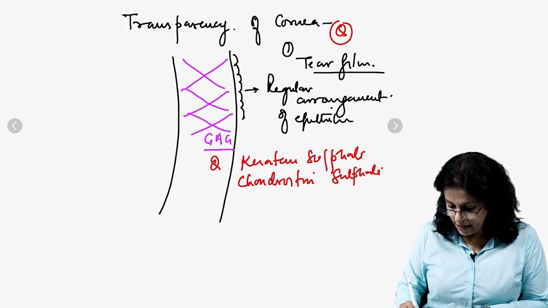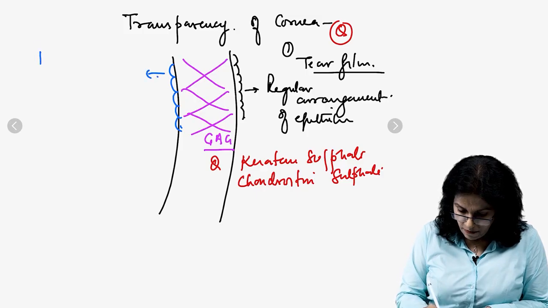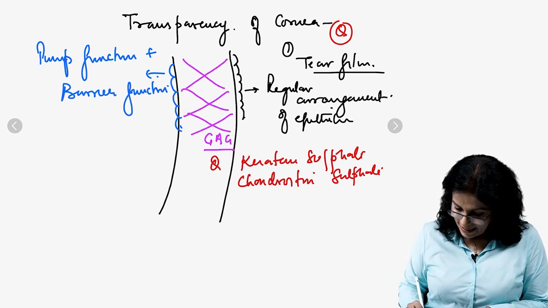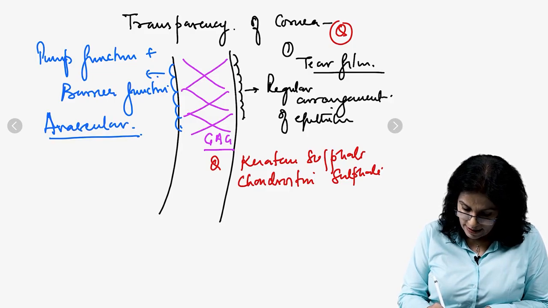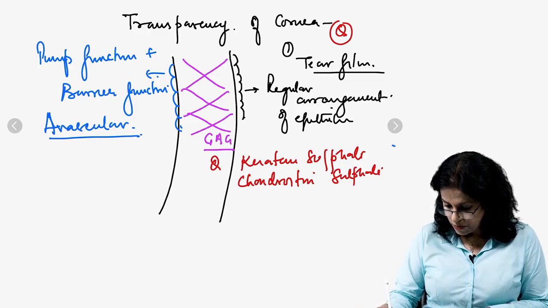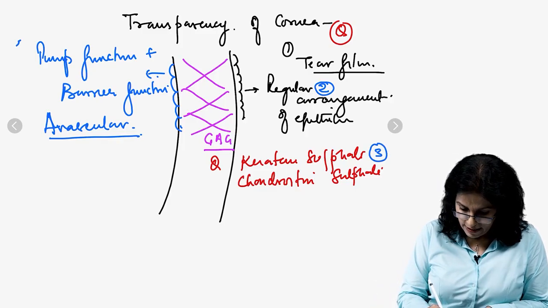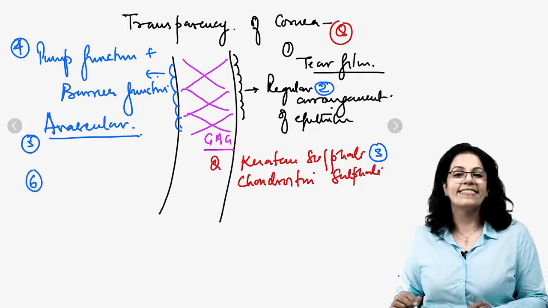We come to the next layer. We are talking about endothelium. We will learn here. It is the pump function and barrier function of endothelial cells which is keeping the cornea in a dehydrated state. What else? Next point, all of you, avascularity of the cornea. Cornea is avascular. That is also another factor. So, 1, 2, 3, important. Fourth factor, this one. Fifth factor, avascular. Is there anything else we have to learn?